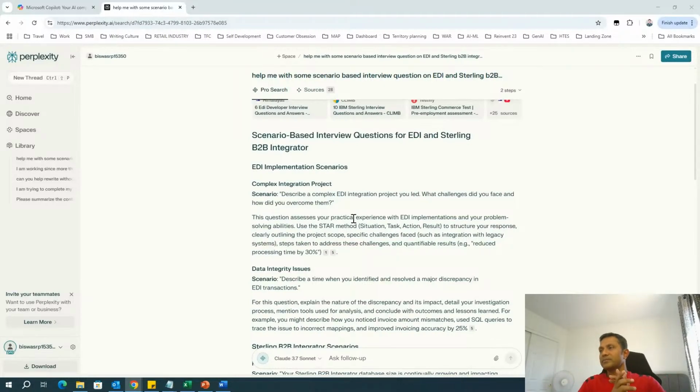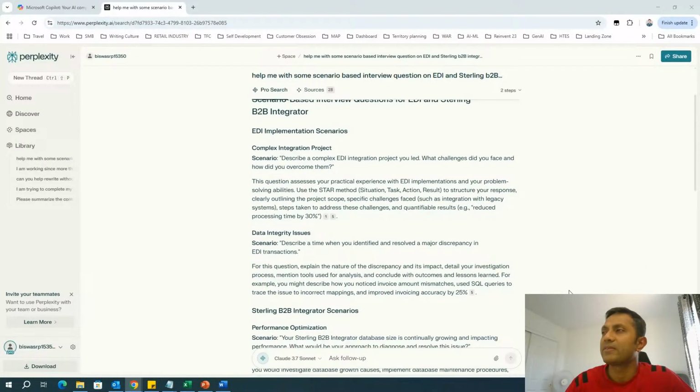Now, let's see the first question over here. If this is the question that was asked to you, it says complex integration project. It says: describe a complex EDI integration project you led. What challenges did you face, and how did you overcome them?